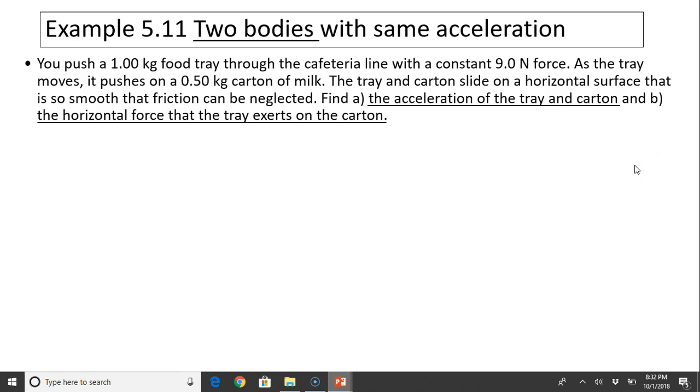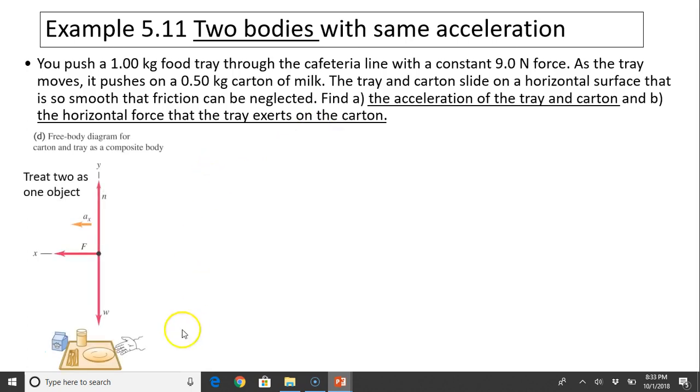Another example: two bodies with the same acceleration. You push your 1 kilogram food tray through a cafeteria line with a constant 9 Newton force. As the tray moves, it pushes on a 0.5 kilogram carton of milk. The tray and carton slide on a horizontal surface that is so smooth that friction can be neglected. Find A, the acceleration of the tray and carton, and B, the horizontal force that the tray exerts on the carton.